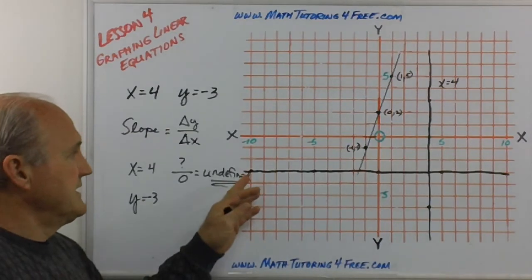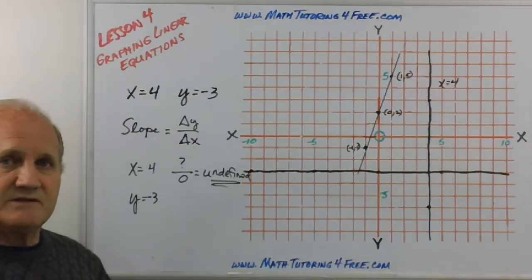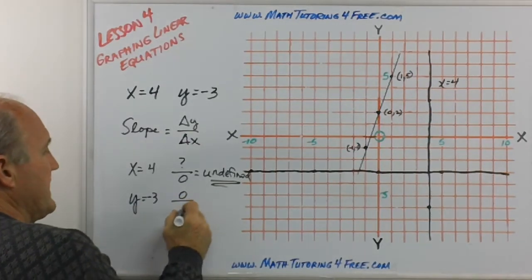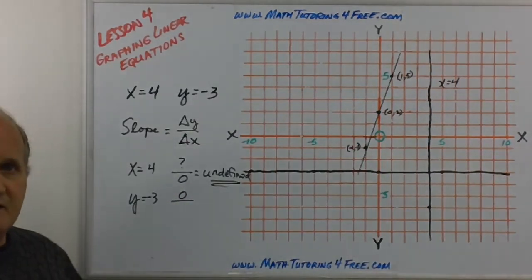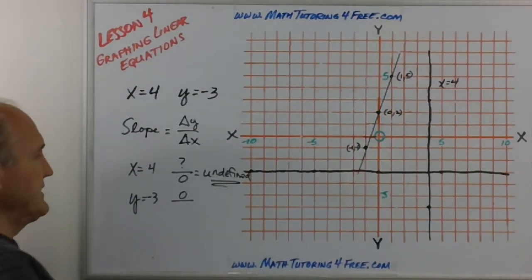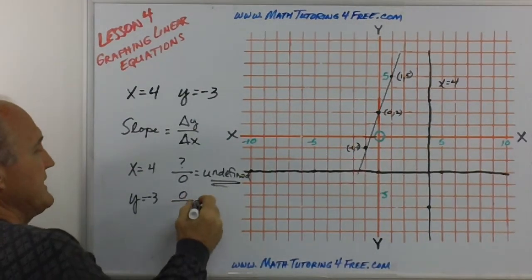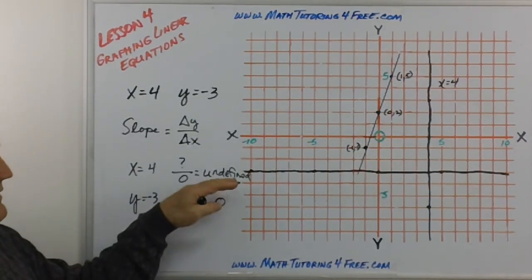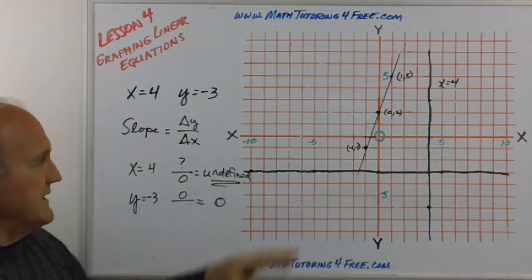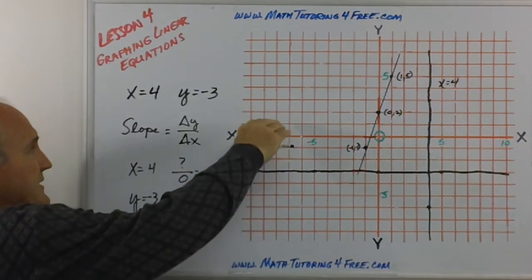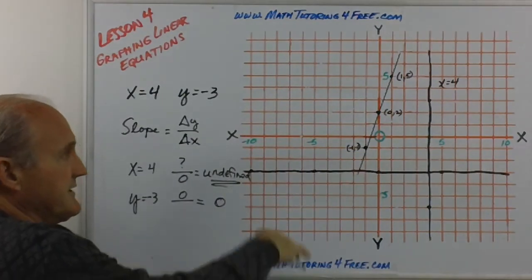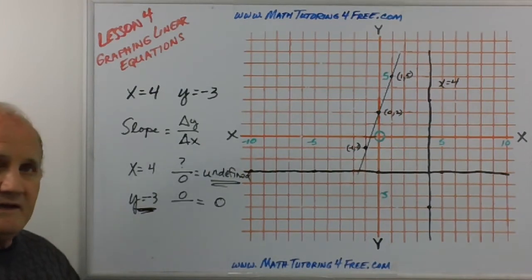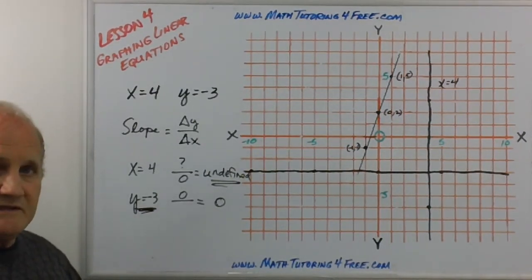Well, in this case, y never changes, so the numerator is 0, and it doesn't matter what the denominator is. What did we learn? Anything divided into 0 is going to be 0. This is what you'd expect with a horizontal line. Y is equal to negative 3, y is equal to positive 3, y is negative 10. It doesn't matter. When we have a horizontal line, the slope is going to be 0.